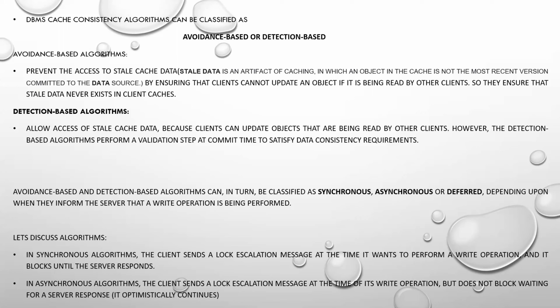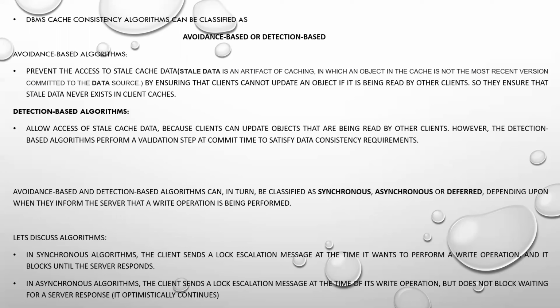Now let us go into the avoidance based. It prevents access to stale cache data by ensuring that clients cannot update an object if it is being read by other clients. It avoids other clients updating the data when one is using it. It ensures that stale data never exists in client caches.